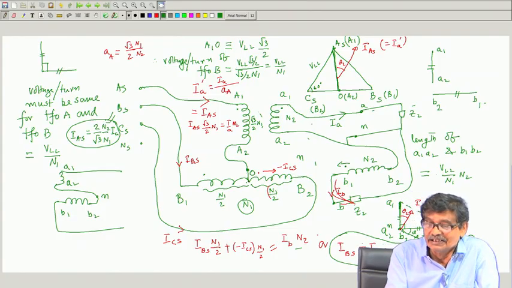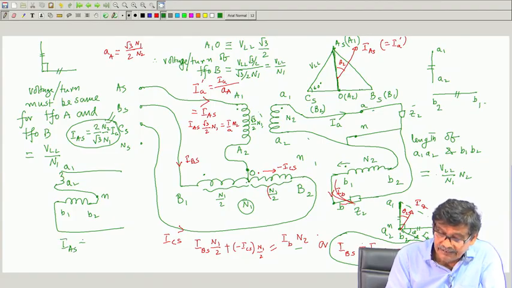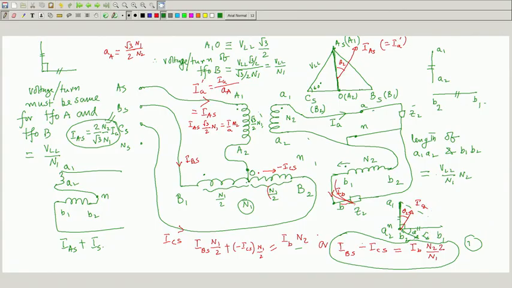The other equation is, it is a 3-phase system, so I_AS plus I_BS plus I_CS must vanish to 0, or I_BS plus I_CS is equal to minus I_AS. The right-hand side is known, I_AS has already been obtained. I will put it here, then I have two equations, and I will simply solve them. We will continue this discussion in the next class. Thank you very much.